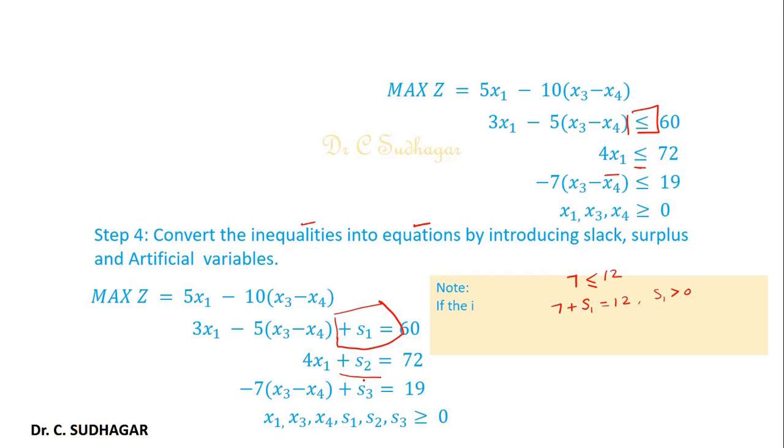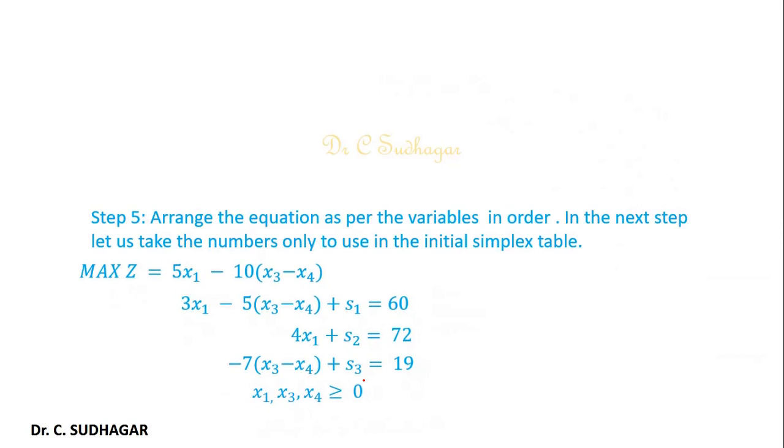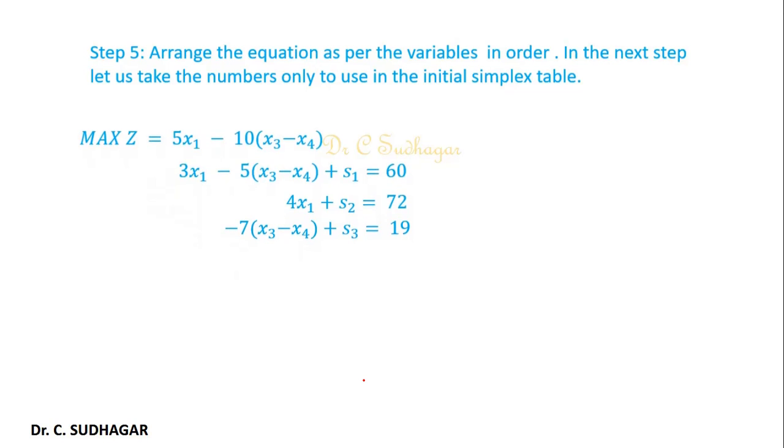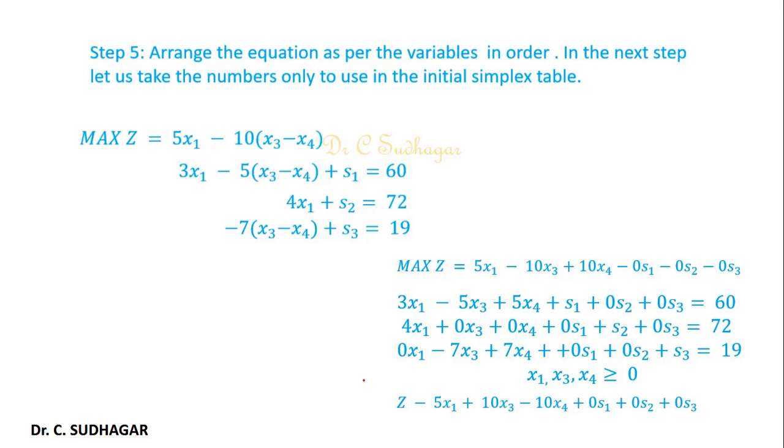Now let us arrange all these constraints into a uniform format. Okay, so that means we are going to arrange them as a system of equations. First, all of them have x1 at the first level, so 3x1, so here it is 3x1 minus 5x3 plus 5x4 plus s1. Now here there is no s2, but here there is an s2, here there is an s3. So whenever a variable is missing, we put 0 s2, 0 s3, equal to the right hand side number 60.